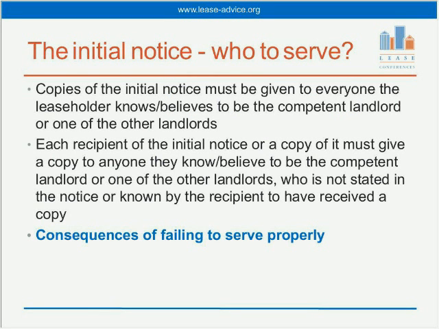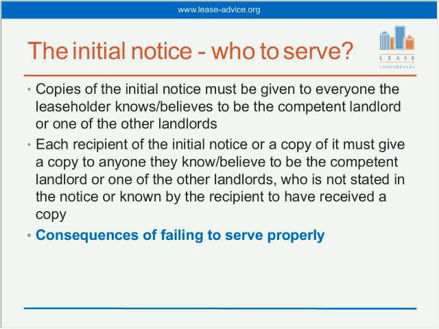Who else has to be served? Well, copies of the initial notice must be given, that's copies, to everyone that the flat owner, the leaseholder, knows or believes to be the competent landlord or one of the other landlords. So if it's joint freeholders, you can serve one of them and a copy on the other freeholder. Or if it's a head lease that's not a competent landlord, there's a superior landlord, the freeholder, say, at the top, then a copy will be given to that head leaseholder, the intermediate leaseholder.